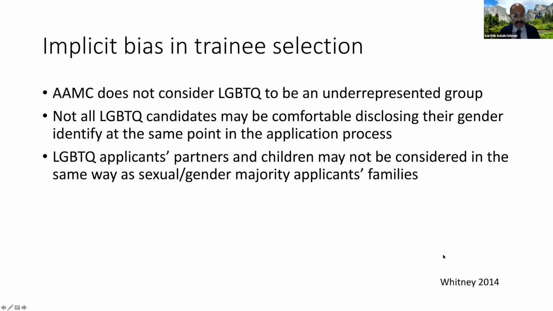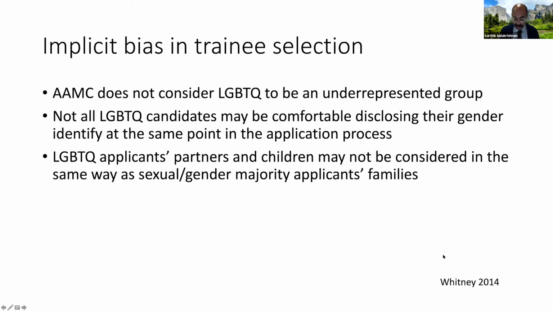So another example, the AAMC does not consider individuals who identify as LGBTQ to be an underrepresented group because of their sexual identity. And this is compounded by the fact that not all LGBTQ candidates are comfortable disclosing their gender identity at the same point in the application process. So we're probably not capturing them early on in such a way that we can recruit them or make the process welcoming to them as intentionally. Furthermore, there are some studies that suggest, for example, that LGBTQ applicants' partners and children are not included in the recruitment or application process in the same way as the families of sexual or gender majority applicants.